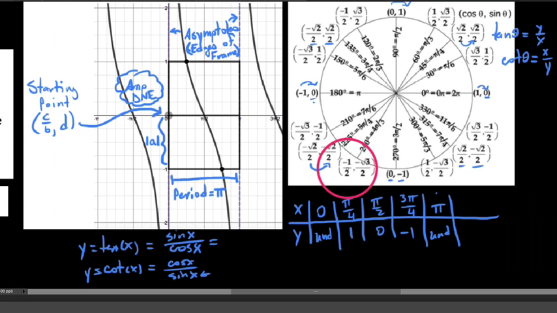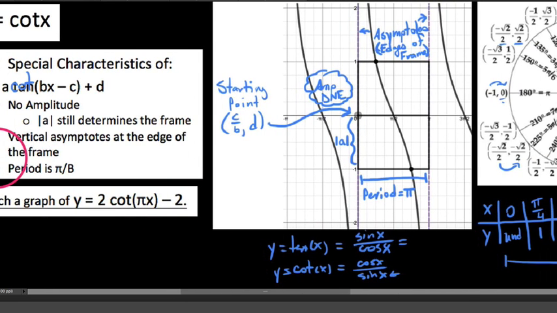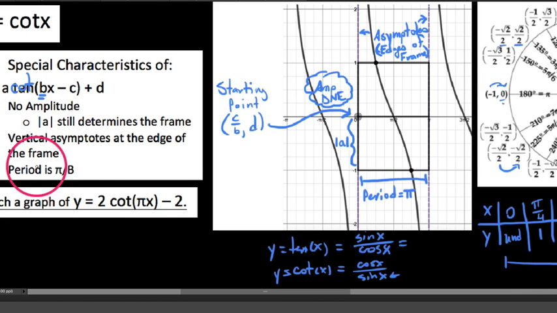So what we're going to see is that our cotangent graph is always going to repeat itself in the period distance of pi. And so one thing we want to make sure that we write here for our cotangent graph is that the period of the function is pi, or more generally speaking, when we determine it from our function, instead of 2 pi over b, it's just going to be pi over b. So you'll notice on my illustration here that the period of this function is pi.